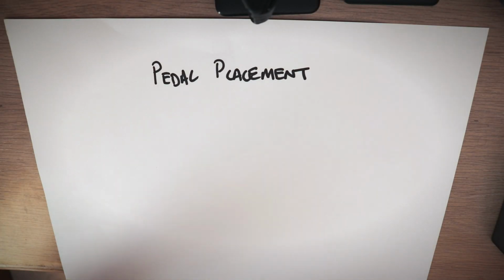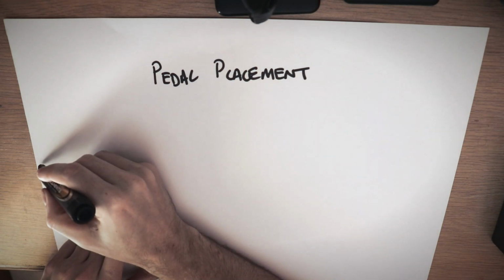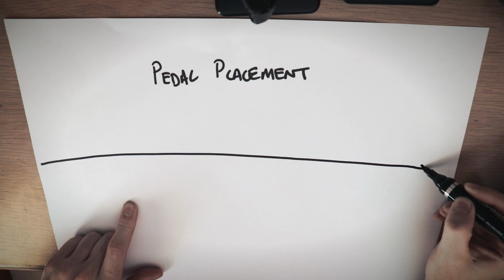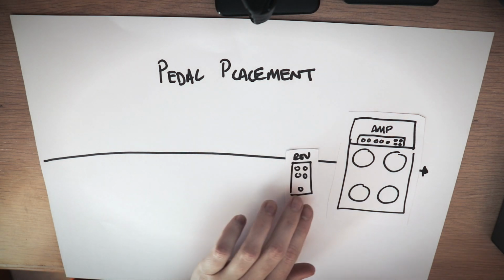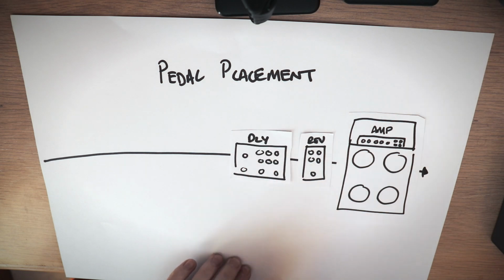Okay, let's say that you wanted to put a load of pedals into the front of a clean amp. So here's our signal chain, and the amp at the end. Now for me, the end of the signal chain, regardless of whether we're using an effects loop or not, is always the same. Always ends with the reverb and delay pedals.